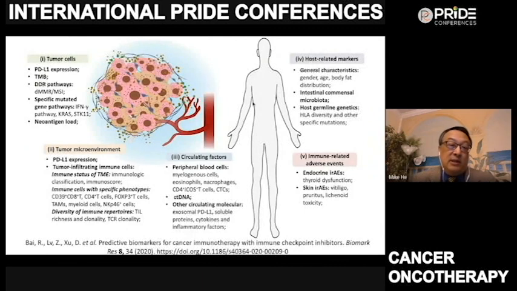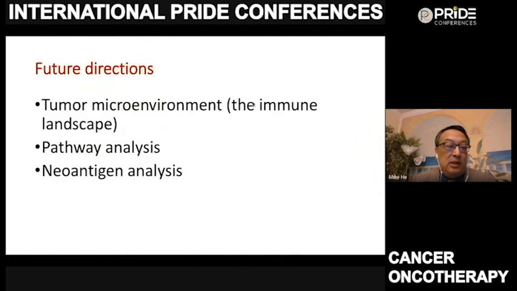So back to this picture again. To better understand this anti-tumor immune response, not only do we need to look at these tumor cells, we also need to look into the tumor microenvironment. Next slide, please. So the tumor microenvironment, by inflammatory signature, RNA sequencing, pathway analysis, and neoantigen analysis, is the work we are right now working on.